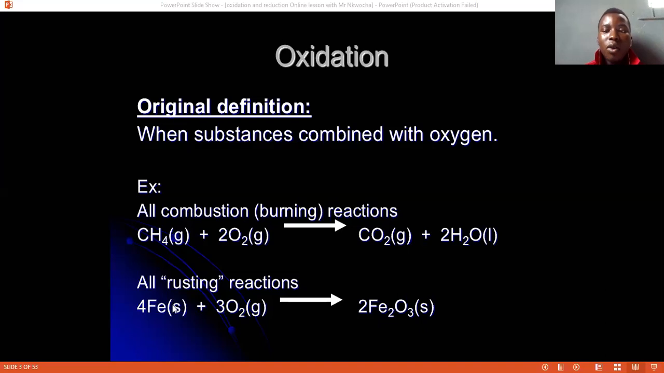Another one is rusting. Rusting is also another phenomenon. We have iron combining with oxygen, forming iron rust. So that's an oxidation reaction.